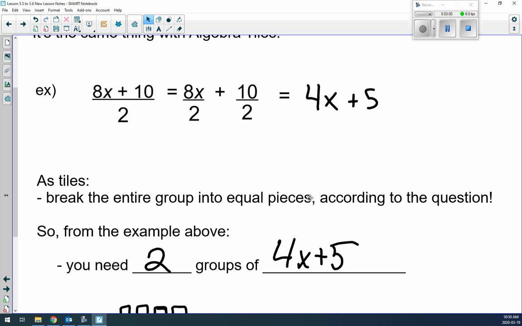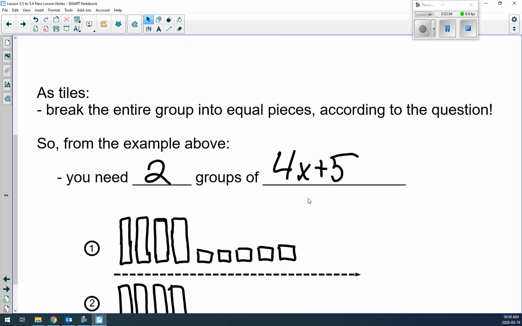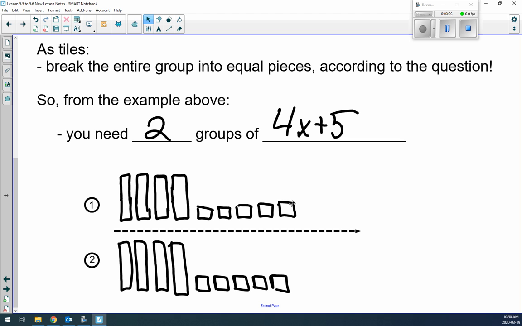Now, if you do this with Algetiles, you have to break the entire group into equal chunks. So if we look at this first one, this whole thing is 8x plus 10, right? Because there's 8 of these long rectangles and 10 of these smaller ones. And you have to break them up into equal groups of 2. So if we split them down the middle, then there are 2 groups there. Now, to find the division, you look at one set of these groups, which would be 4x plus 5. Okay, flip to the last page.